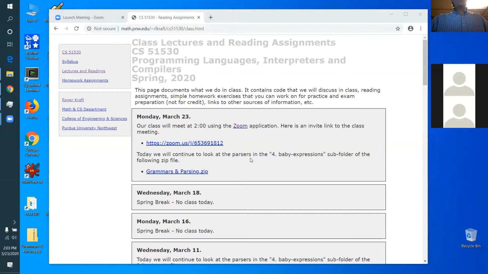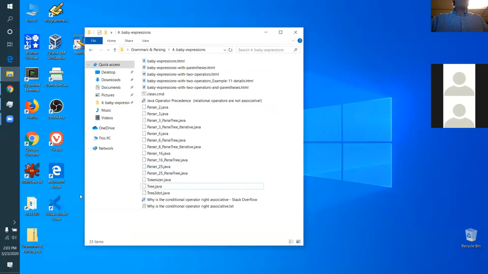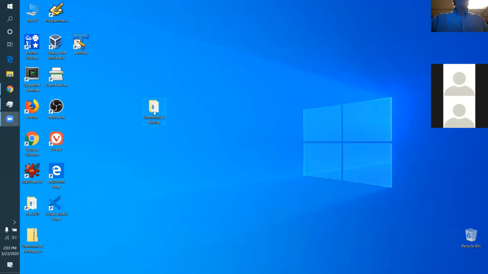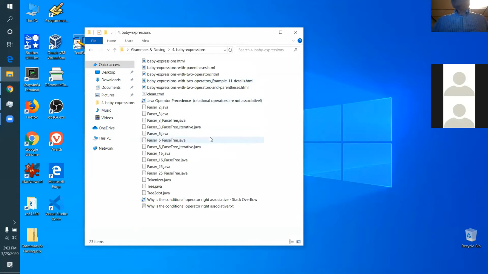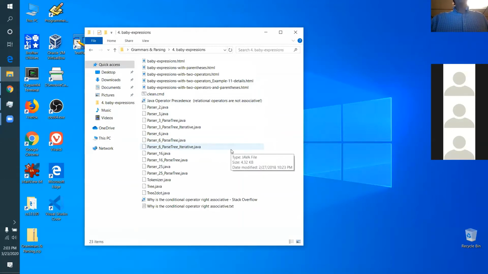Okay, we're going to keep on talking about parsing. We're going to look at the examples in this folder on parsing and grammars. I've downloaded that here, and we're in this baby expressions. What we're really trying to do is learn to parse arithmetic expressions. The two main things we have to deal with are precedence and associativity. So we're building up to the idea of associative operators, left or right associative, and then the precedence of operators.